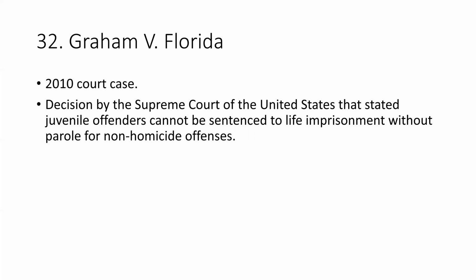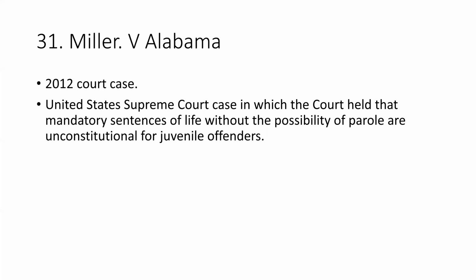Number 32, Graham v. Florida, 2010 court case, decision by the Supreme Court of the United States that stated juvenile offenders cannot be sentenced to life in prison without parole for non-homicide offenses. Number 31, Miller v. Alabama, 2012 court case. United States Supreme Court case in which the court held that mandatory sentences of life without parole are unconstitutional for juvenile offenders. Good. I think juvenile offenders should have the possibility of being rehabilitated and learning how to deal with their issues and problems and be reintegrated back into society safely.